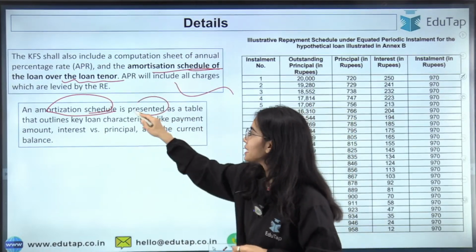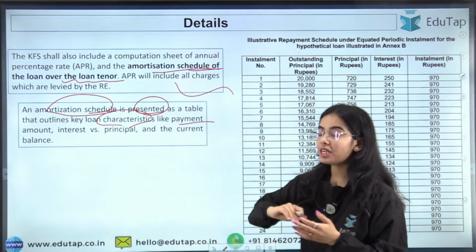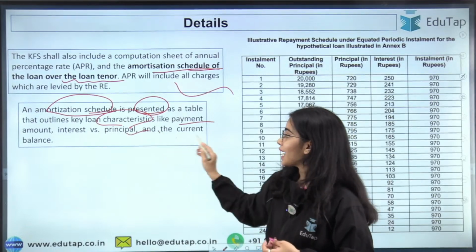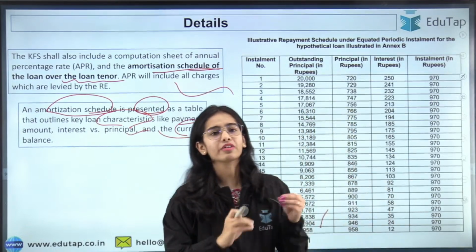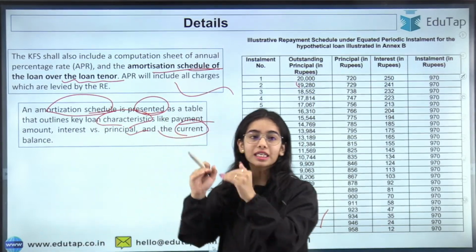Amortization schedule is presented as a table that outlines the key loan characteristics, like the payment amount that has to be paid, the interest that has to be paid versus the principal, and the current balance that is there, or whatever amount that has to be paid, that is shown through the amortization schedule with the installment numbers.